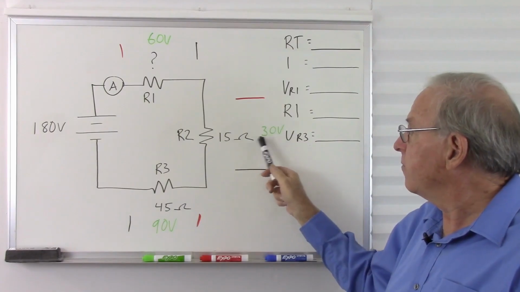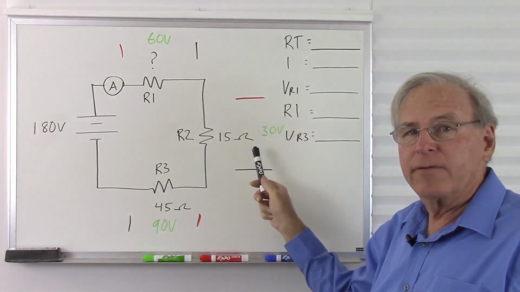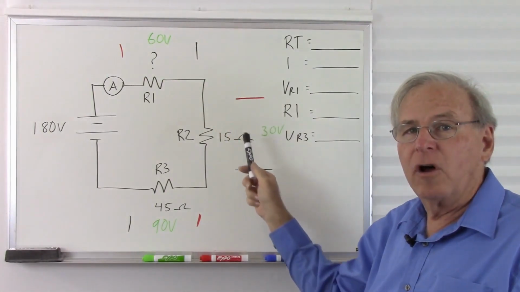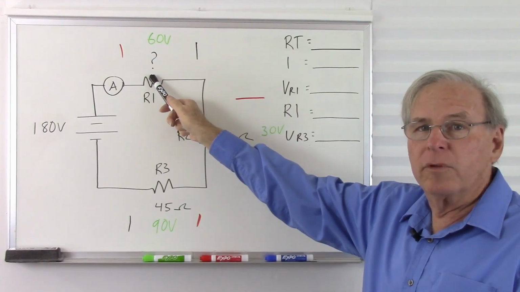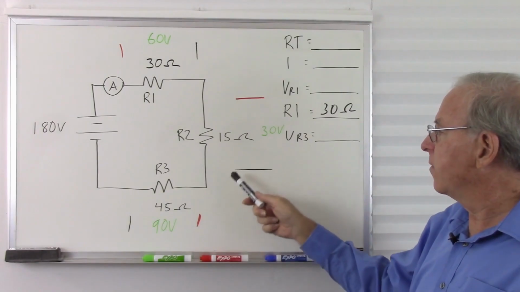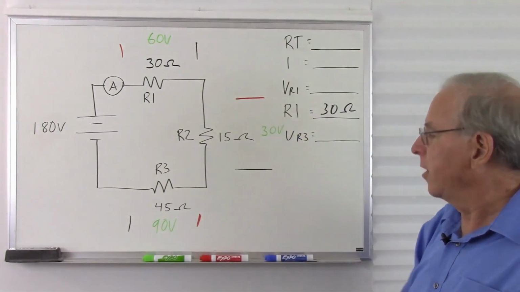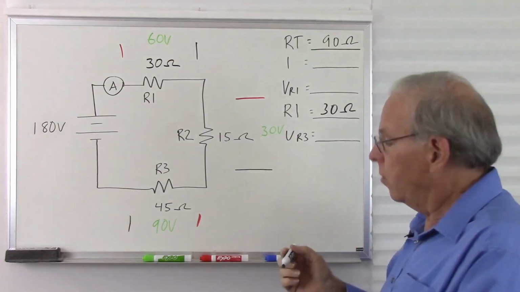If we have 30 volts across 15 ohms, and we have 60 volts here, if we have double the voltage, we must also have double the resistance. So this must be a 30 ohm resistor. Now we can calculate the total resistance. 45 ohms, 15 ohms, and 30 ohms gives us a total of 90 ohms.